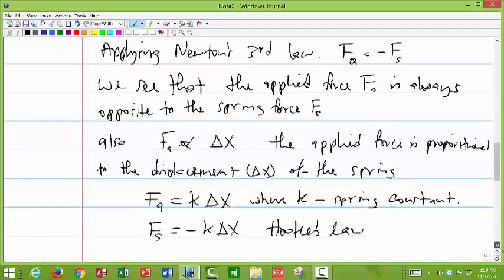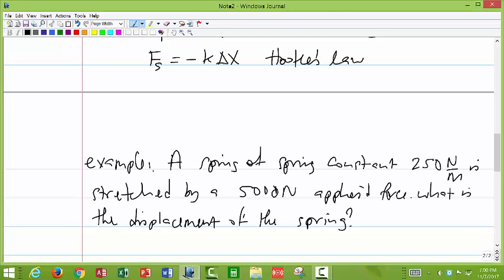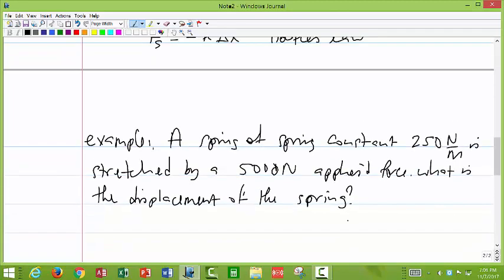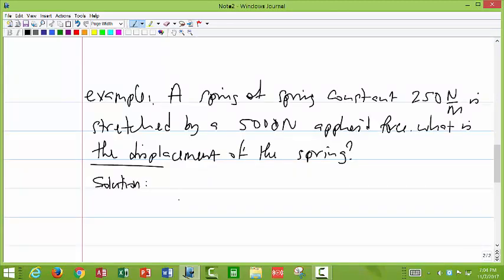So let's do an example on this before we go on. What is the displacement of the spring in this case? The applied force is 5,000 newtons. Okay, who has an answer for the displacement of the spring? 20? What is the unit? Meters. 5,000 newtons. So you got 20.